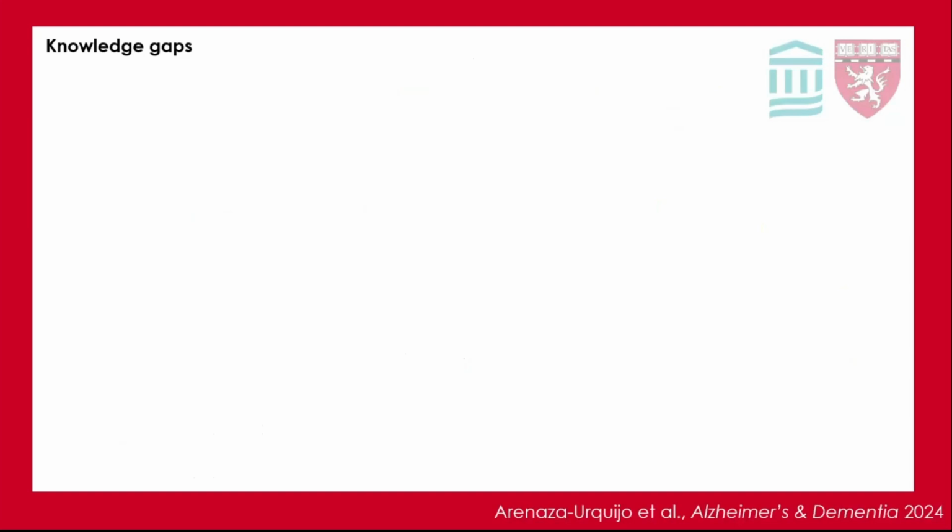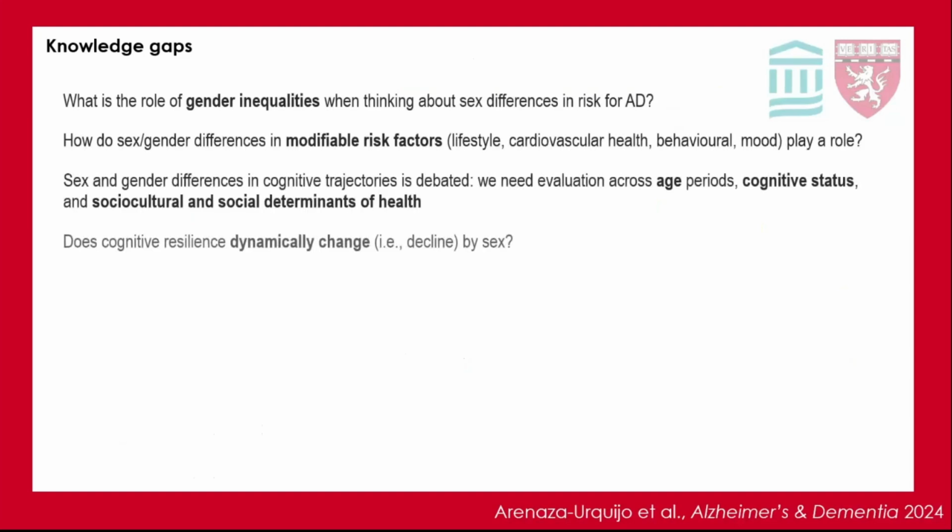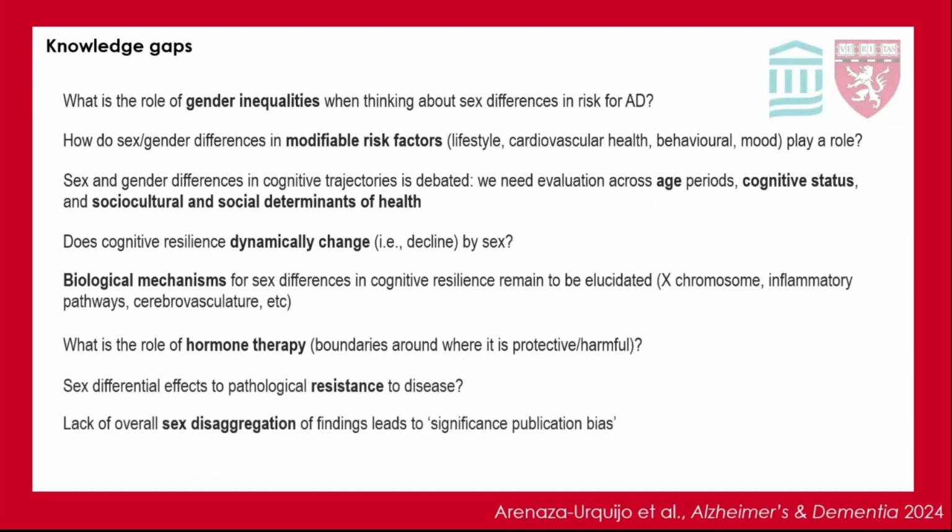Now, there are lots of knowledge gaps that remain when thinking about sex and gender in the context of brain reserve and cognitive resilience and these other terms. We don't know much about gender inequalities. We don't know a huge amount about the intersection between sex and gender and these modifiable risk factors, although there is a lot more work in this space coming, which is very exciting, given there's NIH interest in being able to fund targeted funding for this type of work.